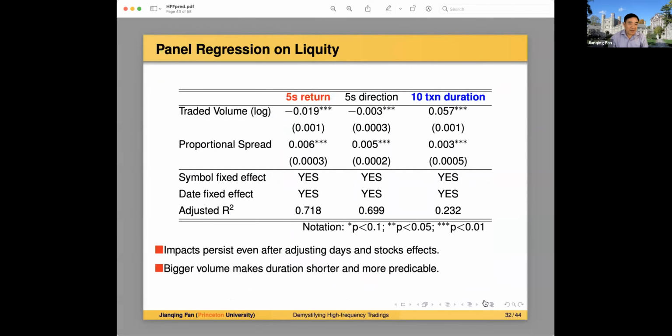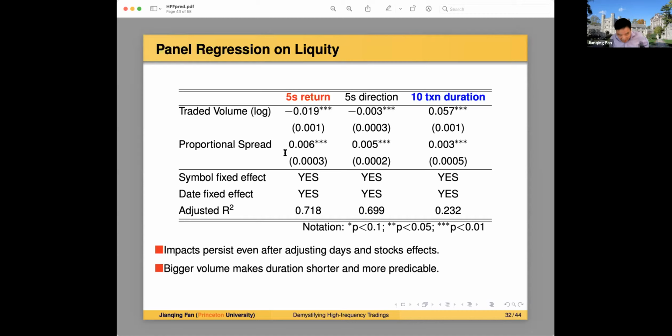We do similar things, doing the panel regression, adjusting for what we call the symbol effect, the stock effect, and the day effect. But after adjusting for this, both trading volume and the proportion of spread have significant impact on the predictability. In all those exercises, the out-of-sample R squared is our target.